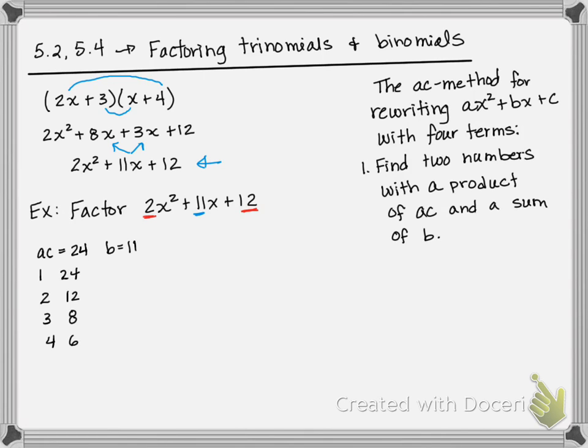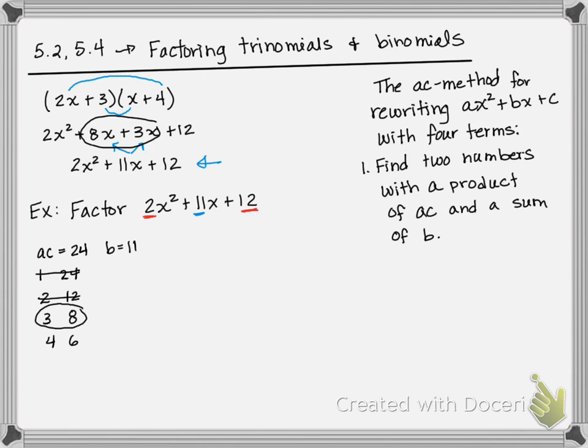So we have pairs of numbers that multiply to 24. Now we want to know which of those pairs also adds to 11. So 1 plus 24 is 25. 2 plus 12 is 14. That does not add to 11. 3 plus 8 is 11. And notice we already kind of knew that those were the ones we needed, but we won't always have that, right? If we had that, we wouldn't need to do this at all because we know how it factors.